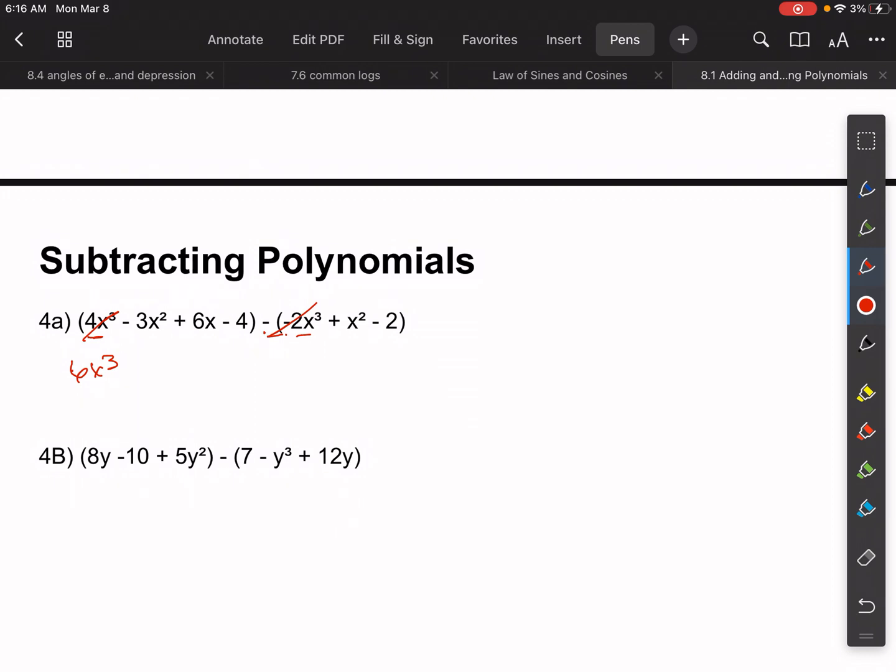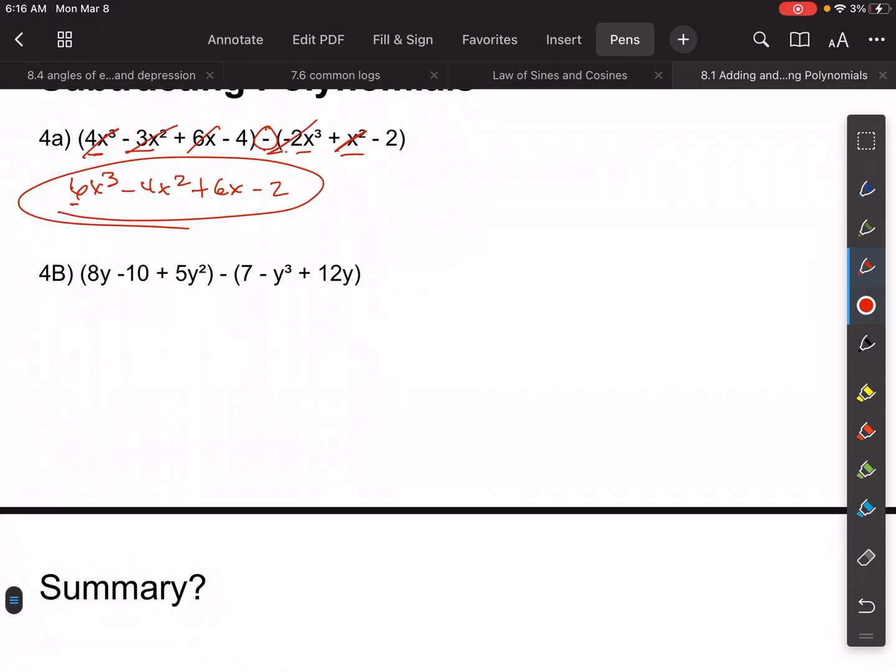Okay, then that one's done. And then I have negative 3x squared minus, that applies every time, x squared, which would be negative 4x squared. Then that one's done. And then I have 6x minus 0, so that would just be plus 6x. That one's done. And then I have negative 4 minus negative 2, which is negative 4 plus 2, which is negative 2. Okay, so for this guy, leading coefficient 6, degree 3. Let's go to the next one, 4b.